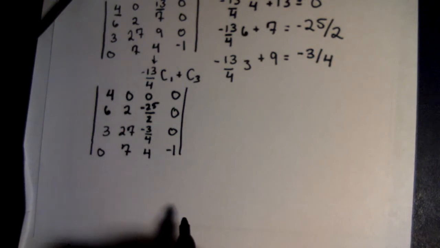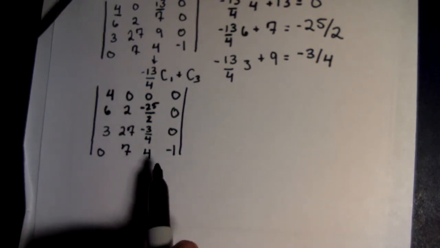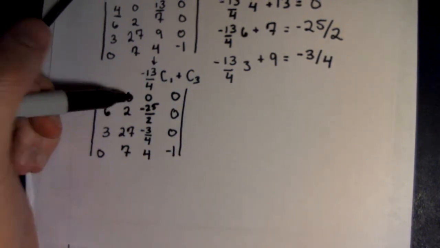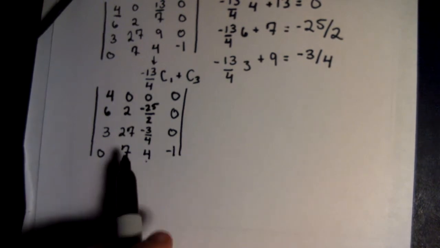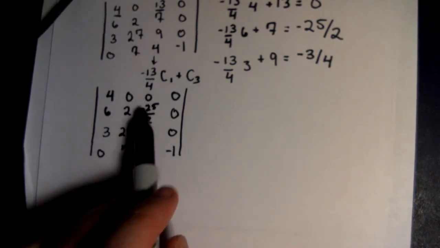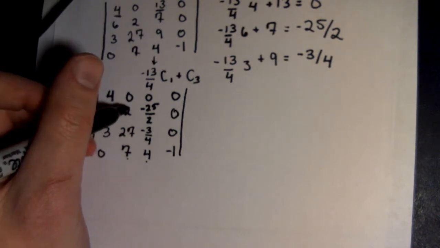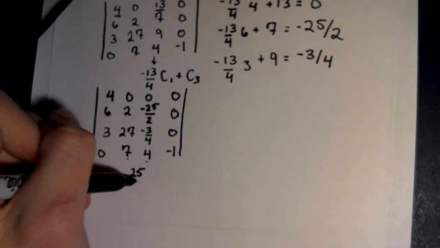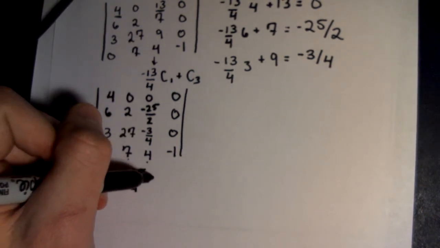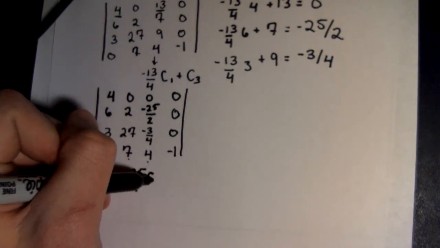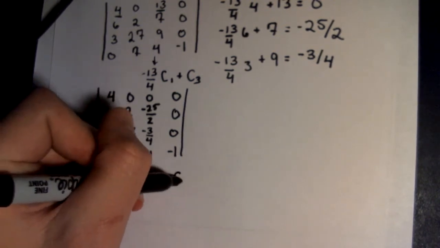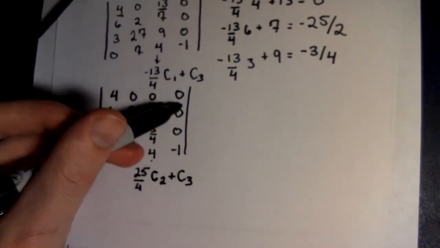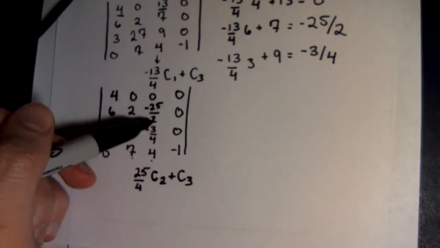So where to go from now is, I was kind of like, well, I guess I only have one option. I have a 0 here, so I'm now able to add this column to this column without making this a non-zero value. So I did that by the only way you can, by saying 25 over 4 times column 2 plus column 3. That is the only thing you can do that will maintain the structure of these zeros, as well as making this a 0.